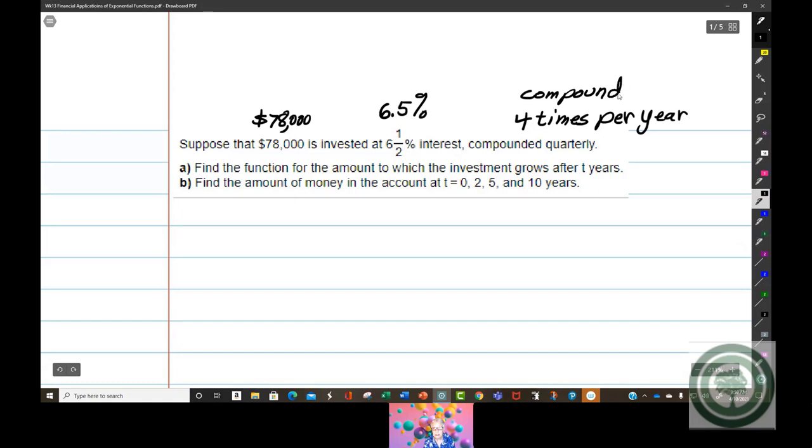Now, compounded means they're going to take this $78,000, stick it in the bank, and during the first quarter, their $78,000 will be multiplied by 6.5%, and that interest will be added back, so you'll have $78,000 plus more on top of it. Then you'll get to the second quarter, and that new amount gets multiplied by 6.5%, that'll be the interest. And that new amount will get put back into the account. And so the money keeps being put back into the account rather than being taken out by you, and so the money continues to grow. That's called compounding.